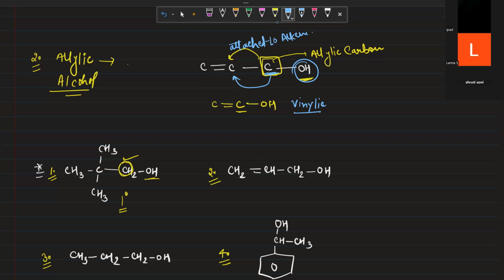This is allylic. And vinylic is just OH attached directly to the double bond. Okay, sorry, they look really similar.